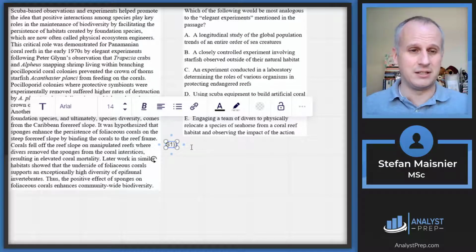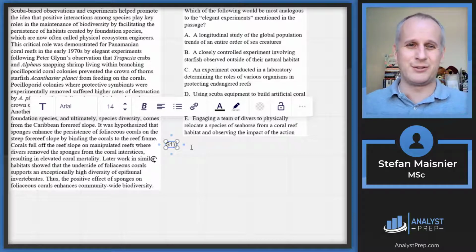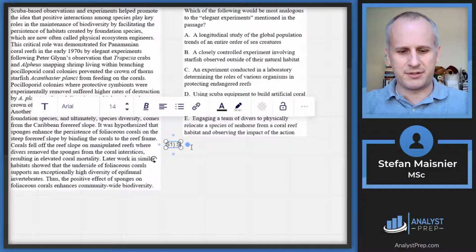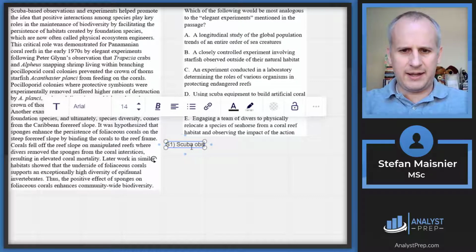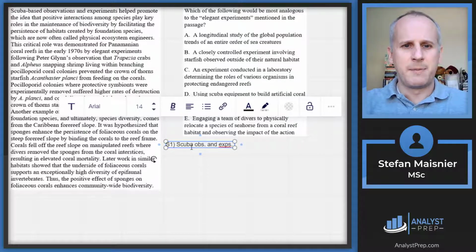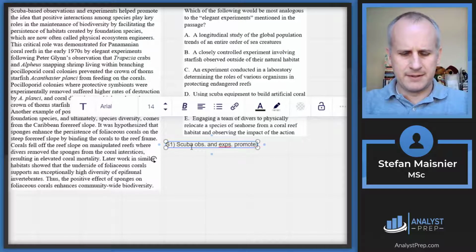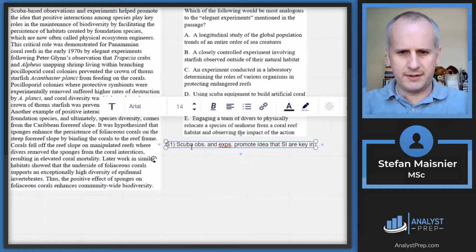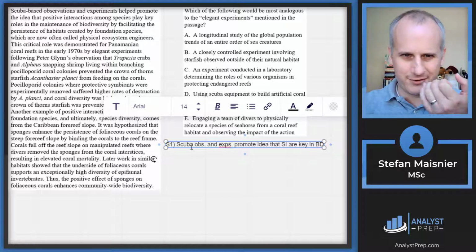So we need to distill it to just its most important facts. And the fact that we've got this thing that's now called the physical ecosystem engineer, they want you to focus on that. That's not the most important thing. The most important thing is the subject. And the subject is scuba-based observations and experiments. So we know that scuba, obs for observations, and experiments, EXPs for experiments, promote the idea that species interactions, so SI, are key in BD for biodiversity.